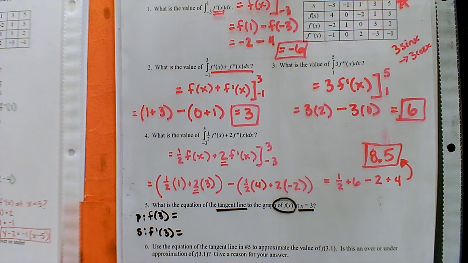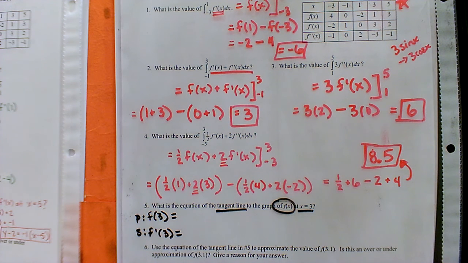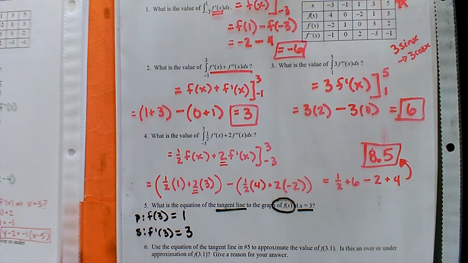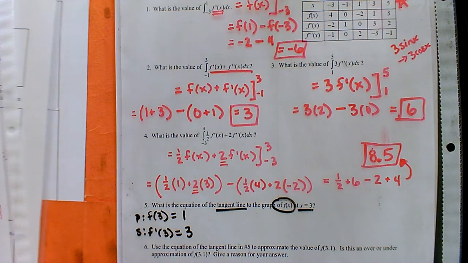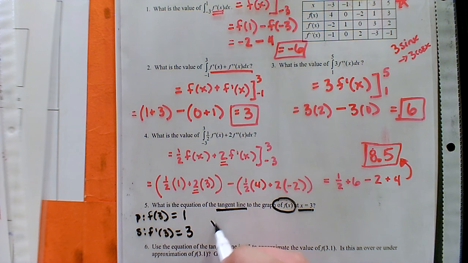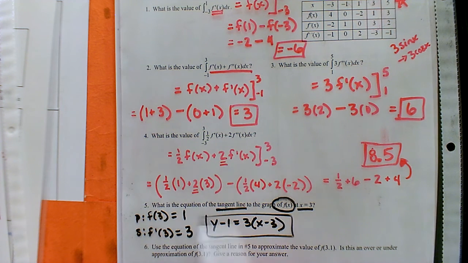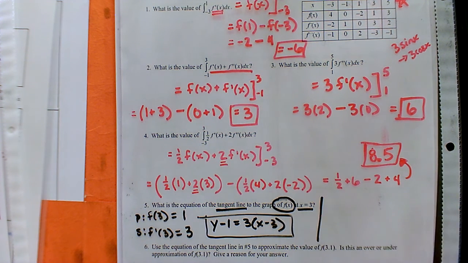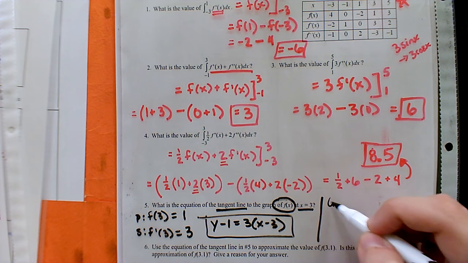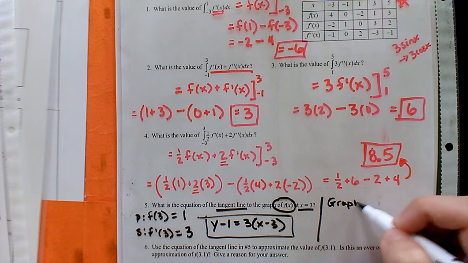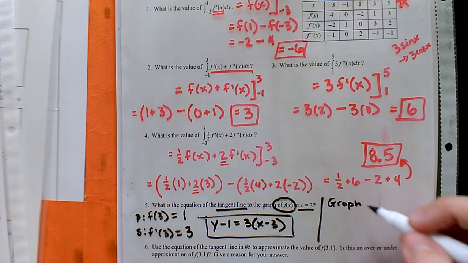All right, so based off the table, f of 3 is 1. F prime of 3 is 3. Equation of the tangent line: y minus 1 equals 3 times x minus 3. We can leave that one like that, but we're gonna do another one.